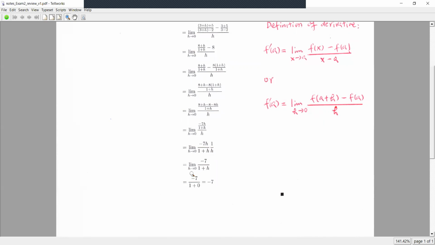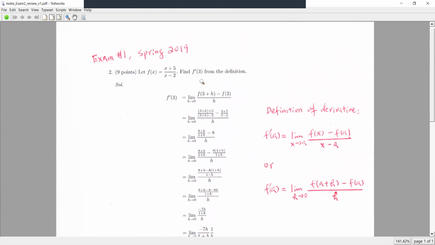Now, direct substitution. Plug in 0 for h, then this limit is this number. This number is negative 7. So the derivative of this function f at the point 3 is negative 7.